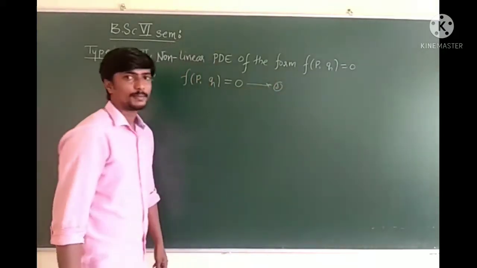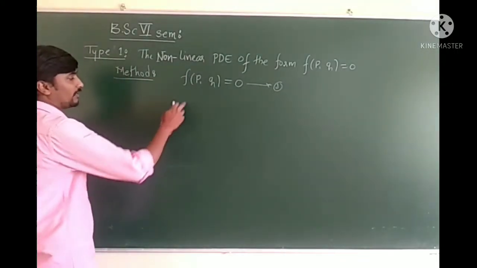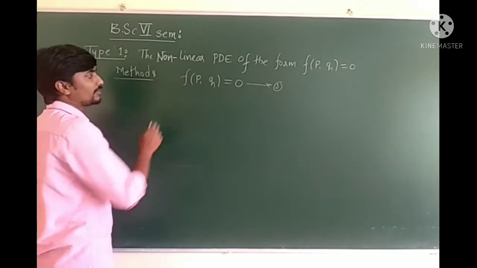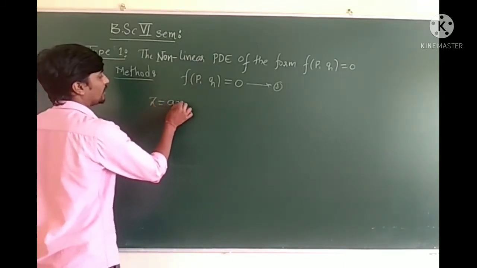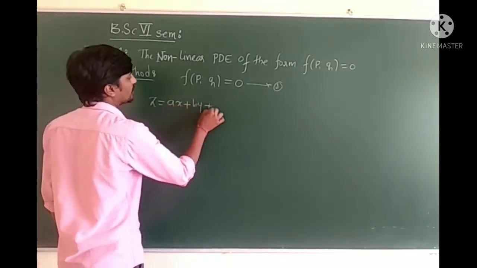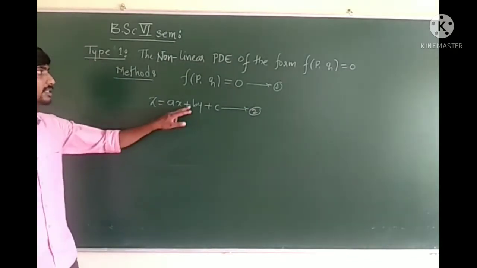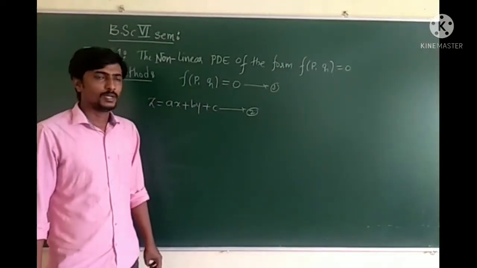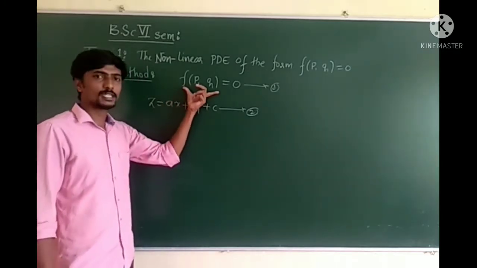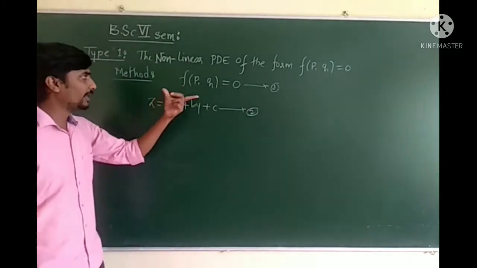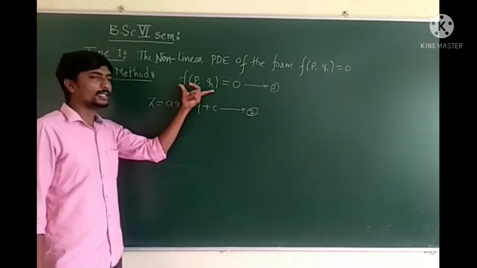It is equation 1. Next, I will consider the solution of this equation. Let's assume that z = ax + by + c is the solution of this equation. So we considered this equation as the solution of this equation. Let's assume that. When you integrate, you get this equation, and when you differentiate, you can get the other equation.